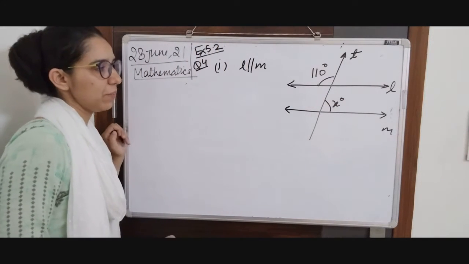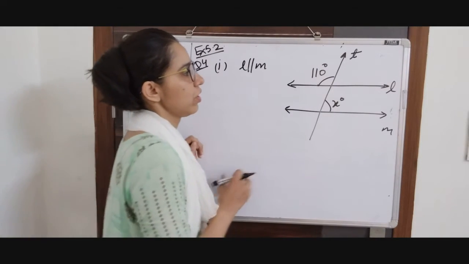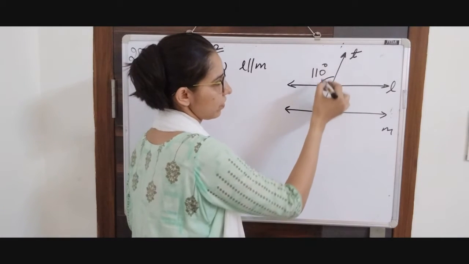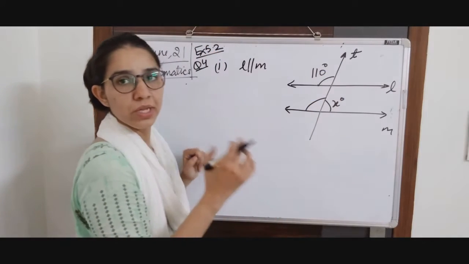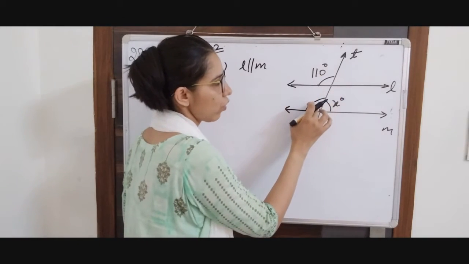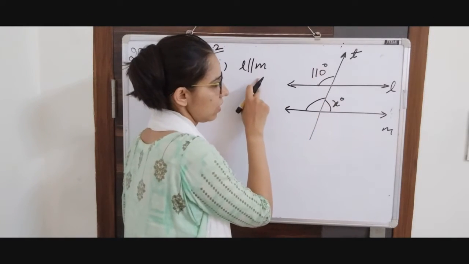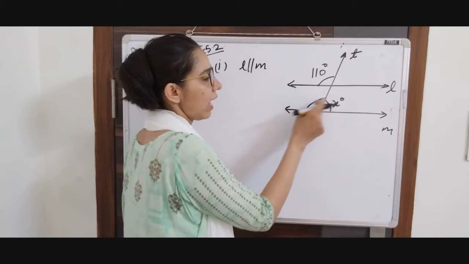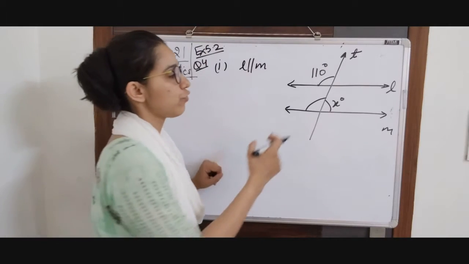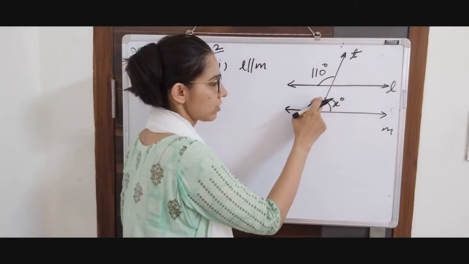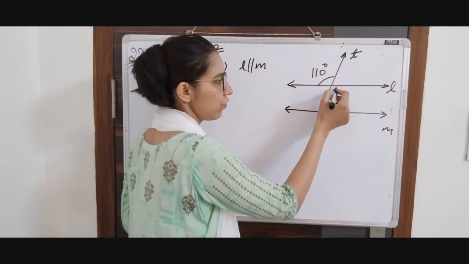There are many methods of finding this x. The first one is, this angle and this angle are, not complementary, corresponding. Then this angle will also be equal to this, because the lines are given to be parallel. And this angle and this angle lie on a line, they will form a linear pair, and from there you can find out the value of x. Another method is, this angle is vertically opposite of this.